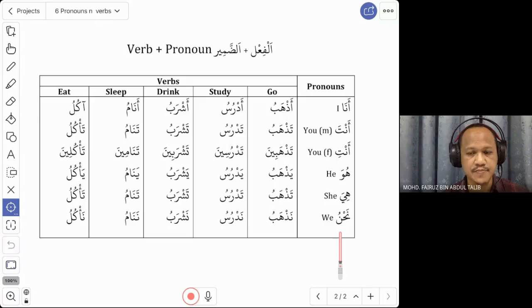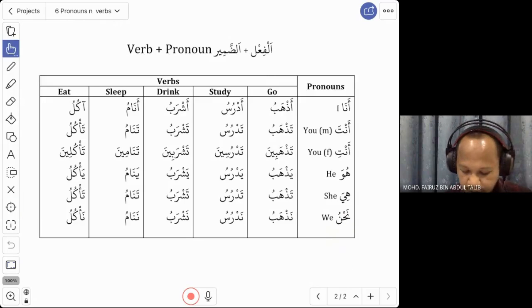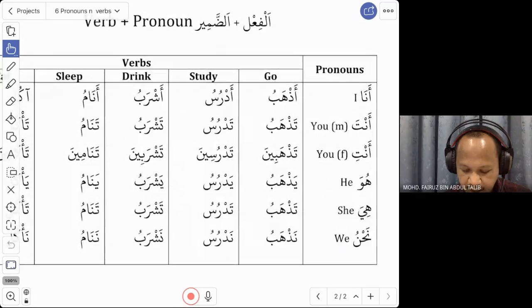I just added here, this is to say we. How do you say we? Then we have that word again, which is nahnu. All right. So with that, let us go through all the pronouns together with the verbs again.